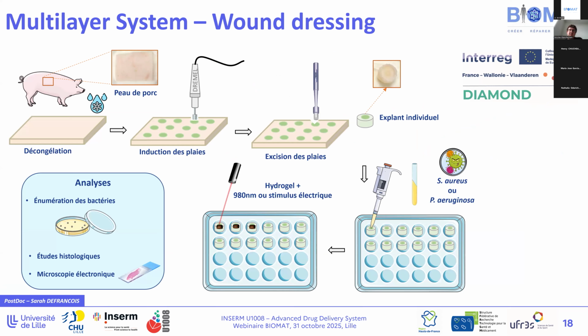We also work in an INTERREG project, and we didn't use animal models to evaluate the efficacy of the wound dressing. We use pork skin, and after removing the pork skin, we prepare some samples and infect them, and after this we can evaluate the efficacy of our system, hydrogel or wound dressing. This is better to evaluate ex vivo the efficacy of this kind of medical devices.